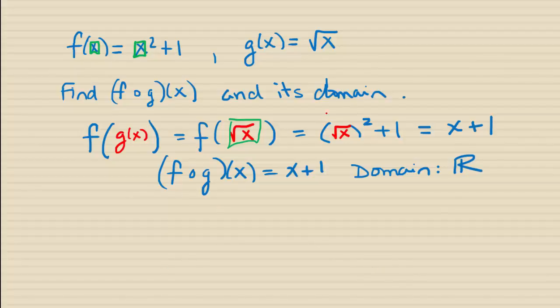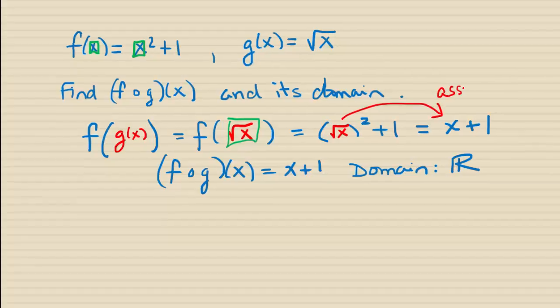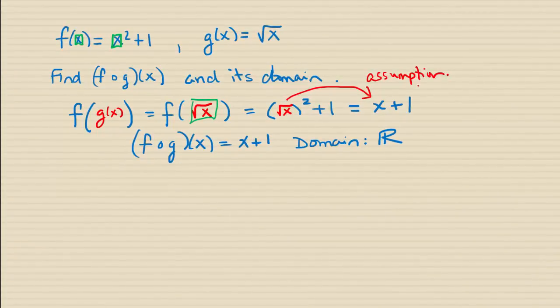Because when I simplified square root of x squared, I forgot about the fact that I was taking the square root of x before I squared it. And what kinds of numbers can we not take the square root of? Negative numbers. So when I simplified like that, I was making a big assumption. I was making the assumption that it made sense to take the square root, in other words, that x was greater than or equal to 0. Yes? So I would be absolutely incorrect to say my domain is all real numbers.